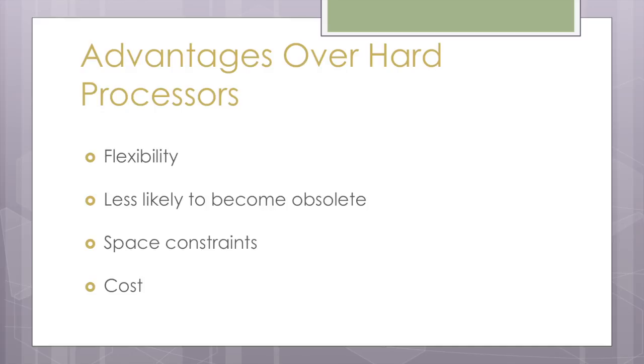The space constraints for a soft processor are nothing compared to a hard processor because the soft processor is able to implement all of the custom logic in the software. The cost of soft processors is generally less than that of hard processors because the hard processor logic needs to be physically built, whereas the soft processor's logic does not.